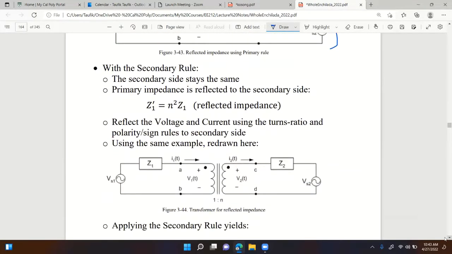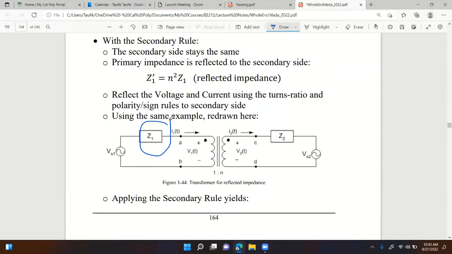How about the secondary rule? We'll do the opposite. How do you reflect Z1 on the primary side to the secondary side? By simply multiplying it with n squared. So that's the inverse of the other one. Remember, from secondary side to the primary side, you divide by n squared. But now, since you are doing the opposite, primary to secondary side, that's why you multiply by n squared instead of divide. So Z1 prime is n squared times Z1.